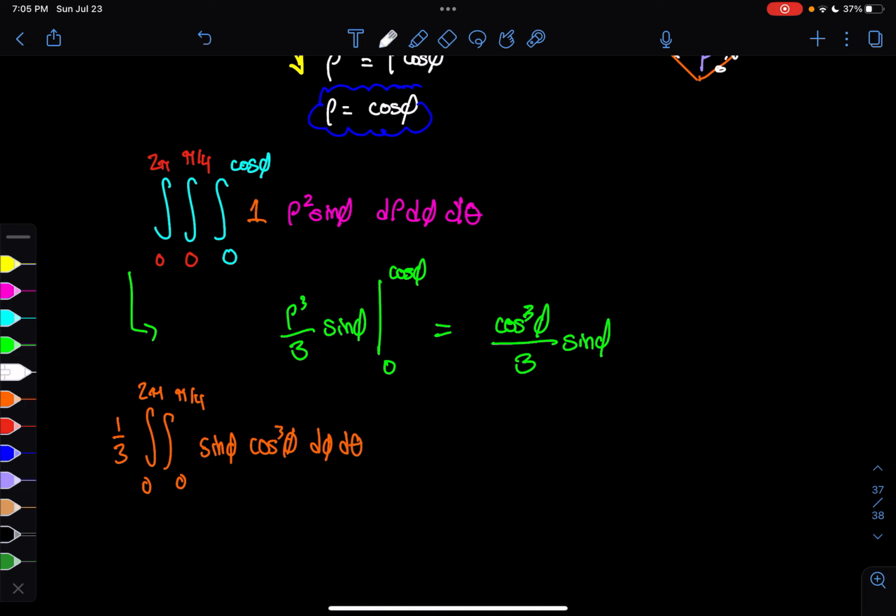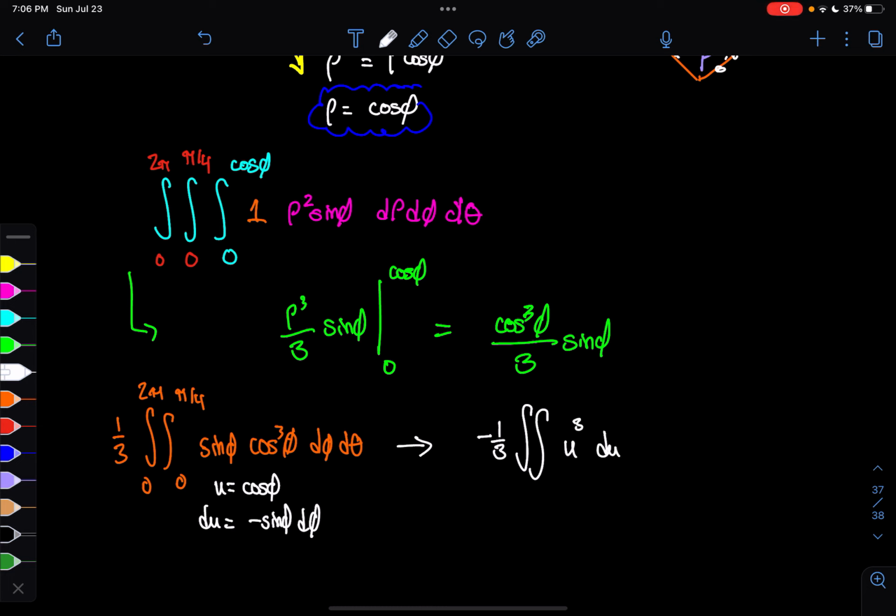And so doing this one, since we're doing it with respect to phi, we can do a u substitution. u is going to equal cosine of phi. du is going to equal negative sine of phi d phi. And so this is going to leave us with negative 1/3 double integral of u cubed du. We're just going to leave it like this for now. We get u to the 4th over 4, and then go back to our original coordinates.